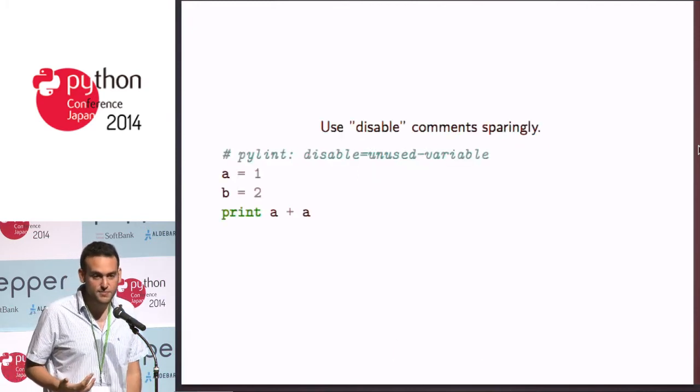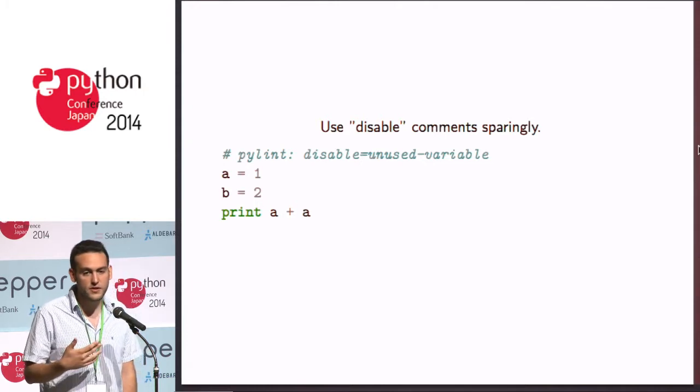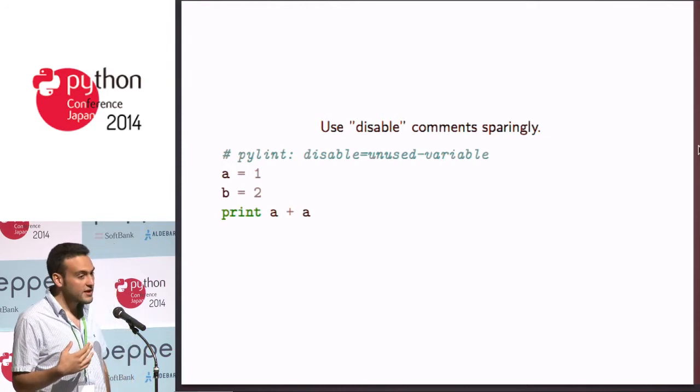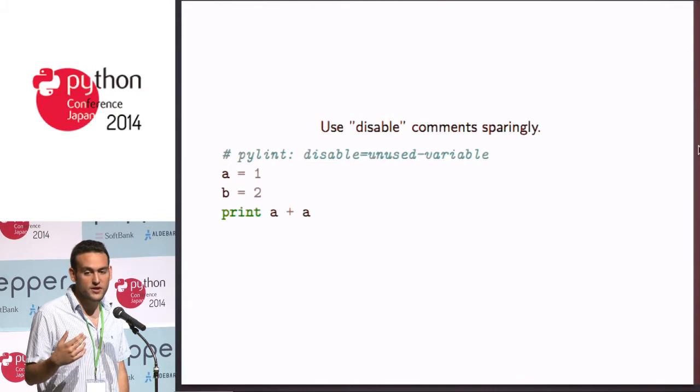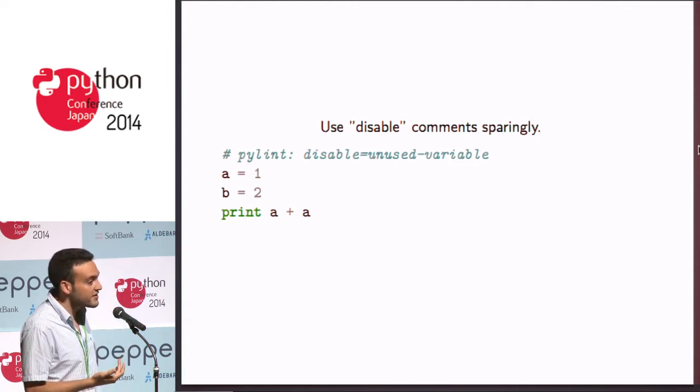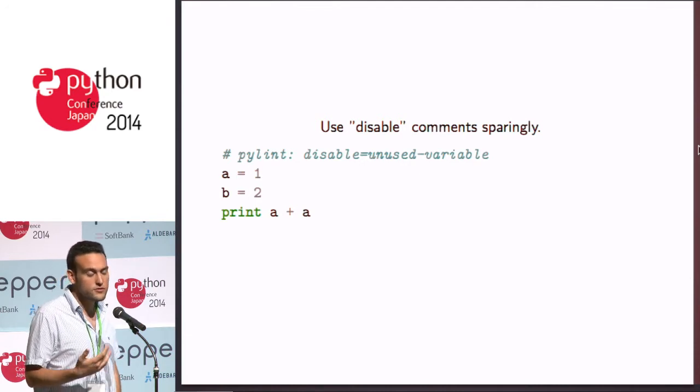So use disable comments sparingly. Maybe some of you are already aware of tools such as Pylint and know that usually checkers have a way for you to specify that you don't care about a certain problem in a particular file or in a particular spot in the file, right? In this case, I could write a comment saying Pylint, don't warn me about an unused variable in this place.